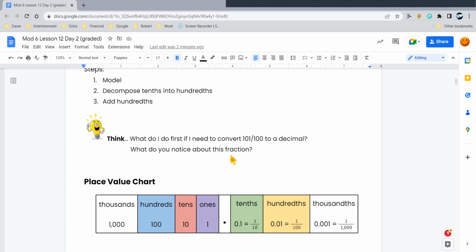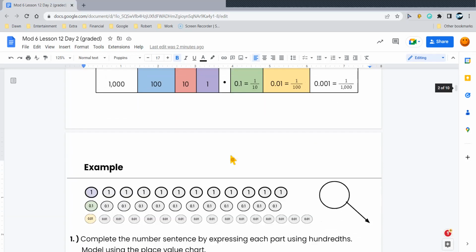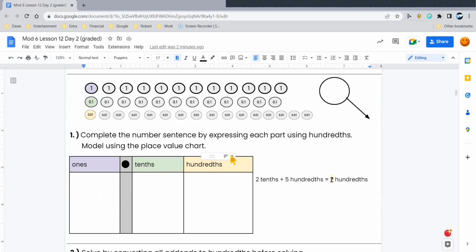So let's keep going. Here's our place value chart. Here is our example. It says complete the number sentence by expressing each part using hundredths. Model using the place value chart. Here's our points. We have a 1, we have a tenth, and a hundredth. It says we have 2 tenths and 5 hundredths.